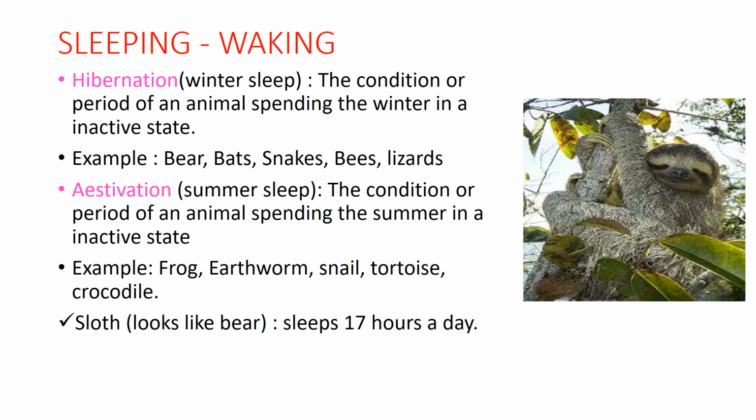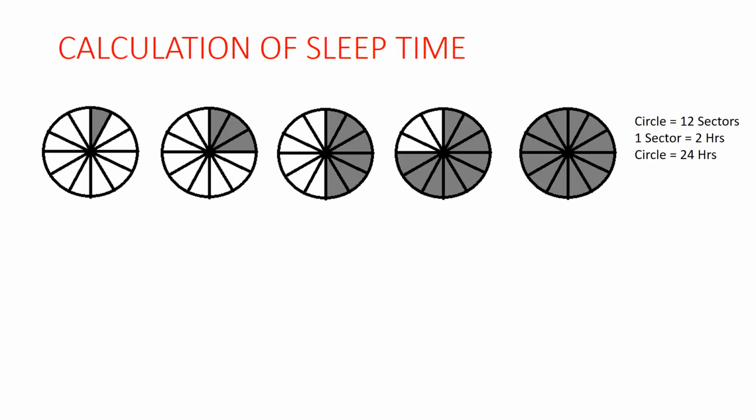Now you can look at the picture. This is a sloth and it sleeps 17 hours a day. Students, now we will learn how to calculate the sleep time. As you can see in the picture, there are circles. A single circle represents 24 hours. It has 12 sectors, which means that each sector will represent 2 hours.